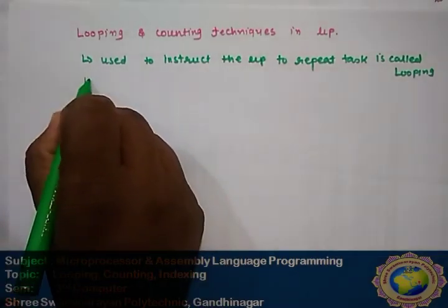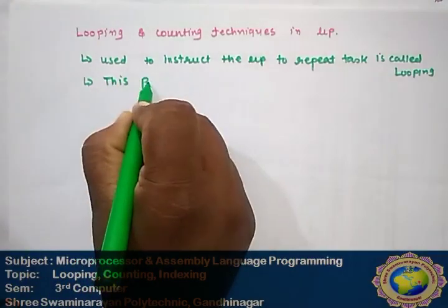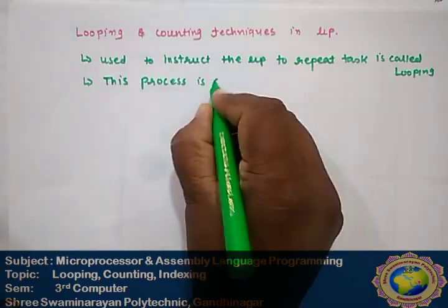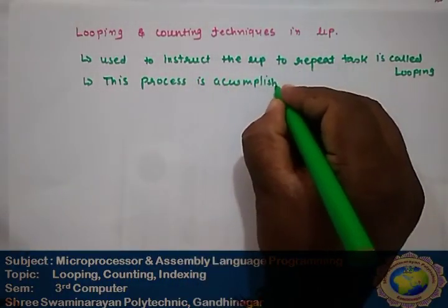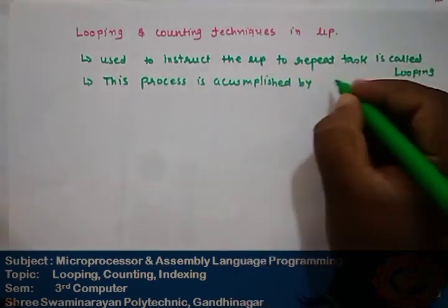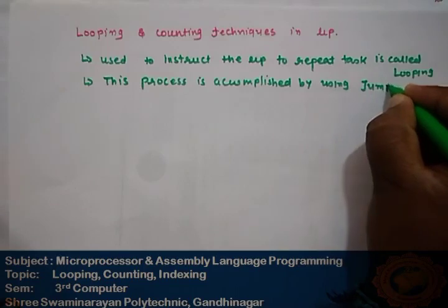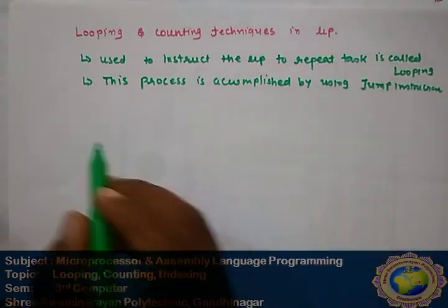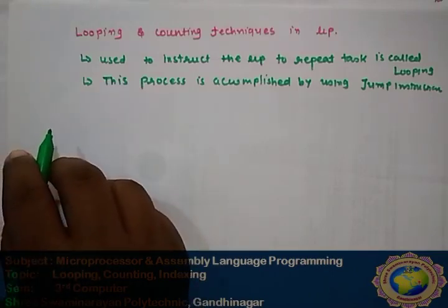How can we accomplish this looping? This process is accomplished by using the jump instruction. Okay, how can it be done? We can use the jump instruction that we have already studied in unit number 3.